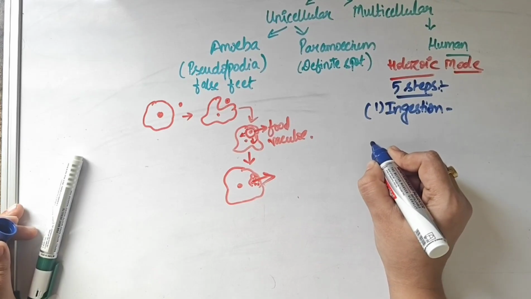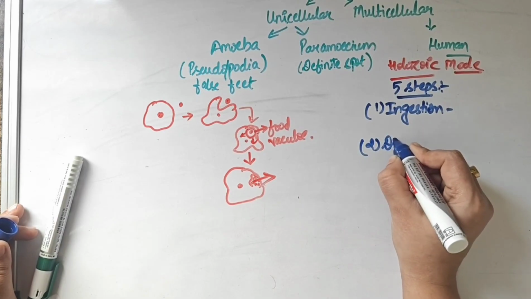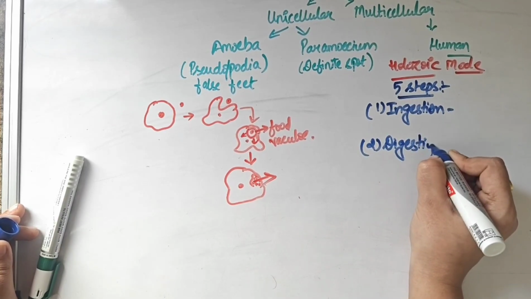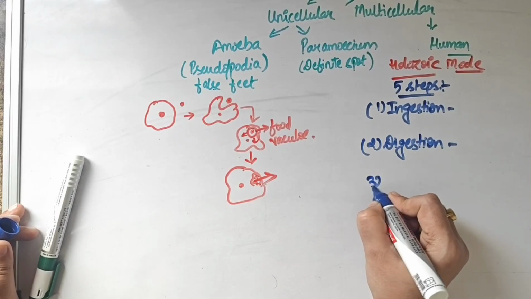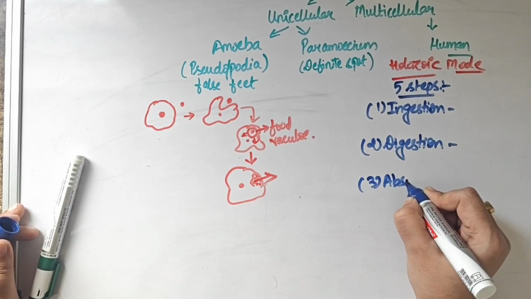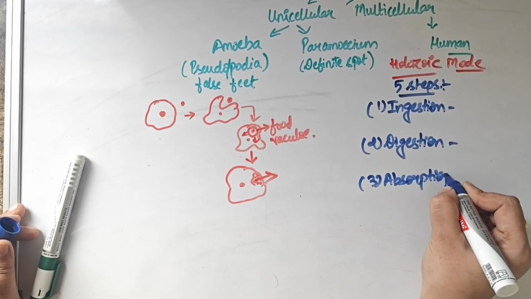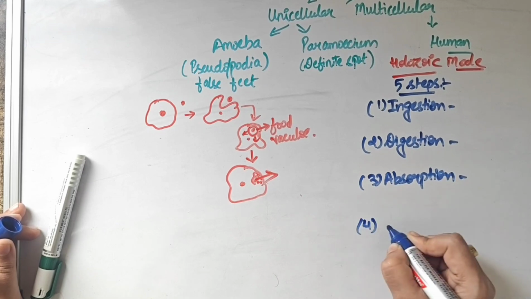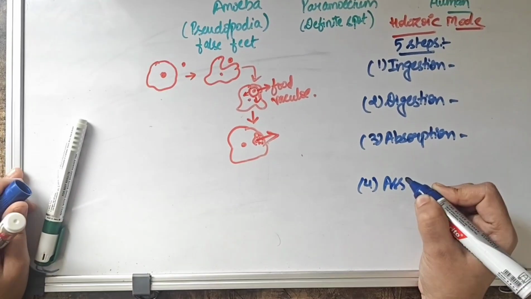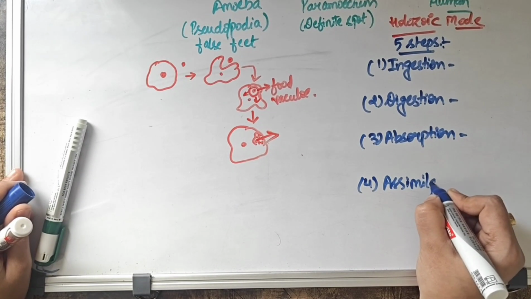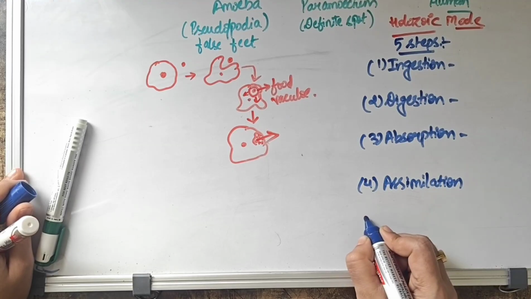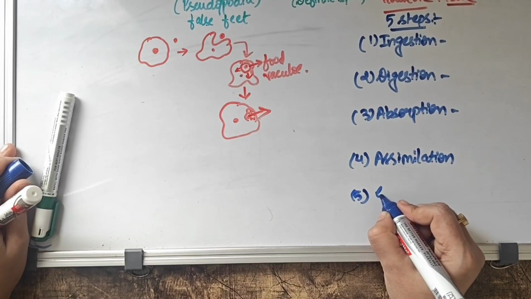Let me first of all write down the steps quickly. The second step is something known as digestion. So ingestion, digestion. Then the third step is known as absorption. The fourth step is known as assimilation. And then comes the fifth step, which is known as egestion.